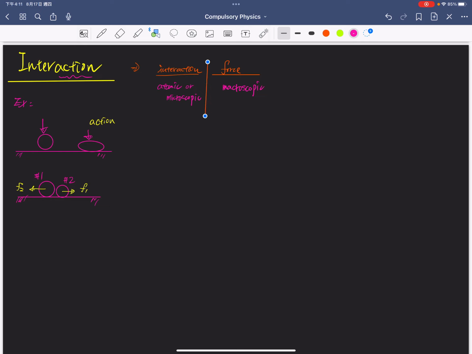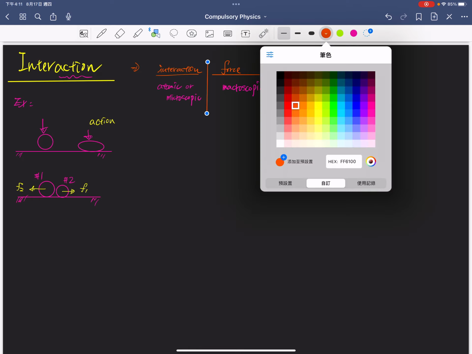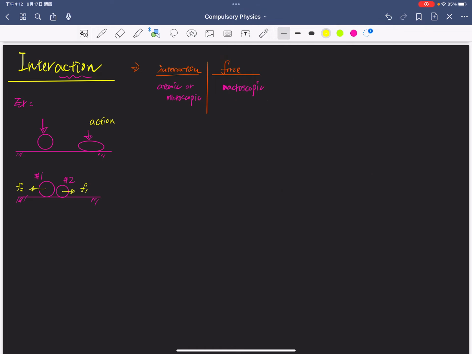So now you already know the interaction, and there is some difference between the interaction and the force. Today we introduce the force and interaction in these sections. In nature, there are forces and interactions that affect our world. The first one we want to introduce is the gravitational force, or maybe the gravitational interaction.